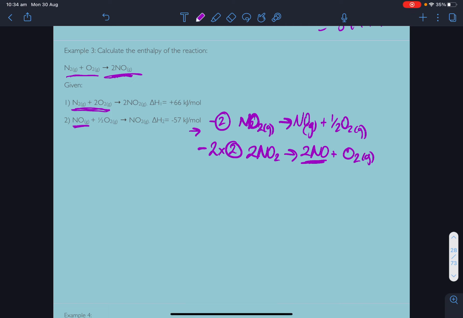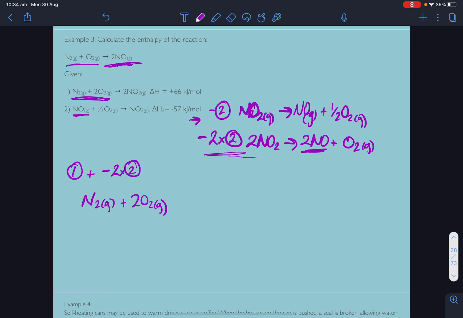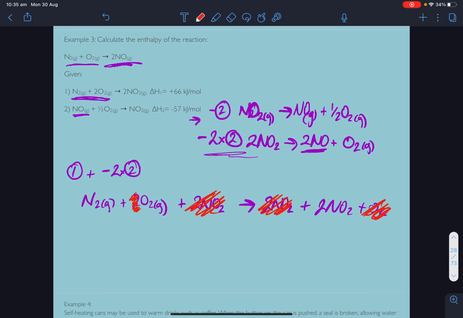What I might do is try adding them together now. So 1 plus negative 2 times 2. On the left-hand side, number 1 I wasn't changing, so N2 gas plus 2O2 gas. And I'm adding on this one here, so what's on the left? Plus 2NO2. That's the only thing on the left of that one. And going back to number 1, the only thing on the product side was 2NO2. And what's on the product side here? 2NO plus O2. Let's look what cancels and see what we get. There's no other N2. 2O2 and O2. We can get rid of the 1O2 and just leave the 1 on that side. And then 2NO2 will cancel with 2NO2. And what have I got? I've got N2 plus O2 going to 2NO2.